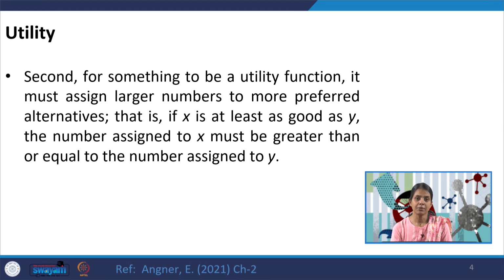Second, for something to be a utility function, it must assign larger numbers to more preferred alternatives. That is, if x is at least as good as y, the number assigned to x must be greater than or equal to the number assigned to y. So, in the example I just gave, if x is apple and y is orange, and I prefer apple to orange, then of course I would be assigning a greater number to x, or apple, than to y, or orange.